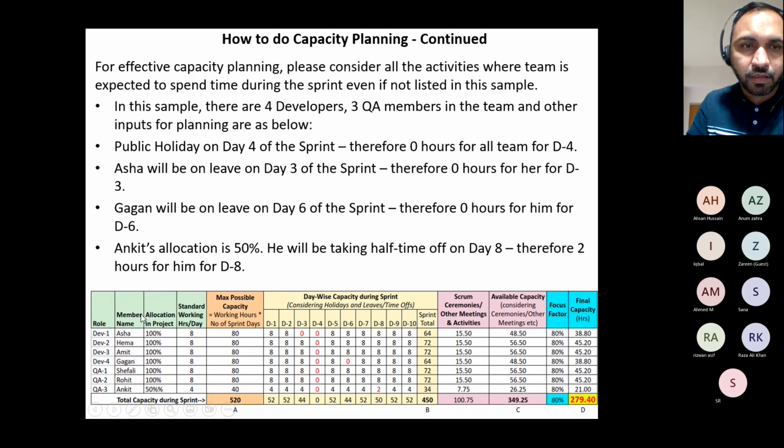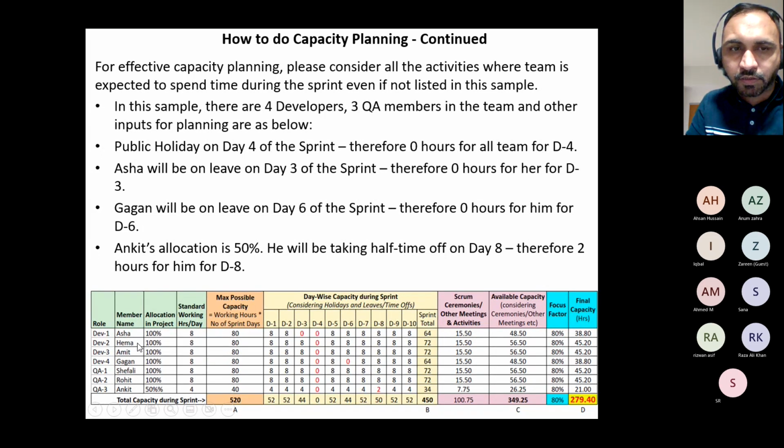So put the roles, members, their allocation, standard working hours. Next one is maximum possible capacity, which is working hours multiplied by number of sprint days, right? We have a 2-week sprint, which is 10 days, 8 working hours standard, so 80 hours total. 100% is 80. That's how we divide it, because over here, Asha is taking 2 days off. Oh, sorry, 1 day off with 1 holiday, right? So I subtracted 16. That comes to 64.